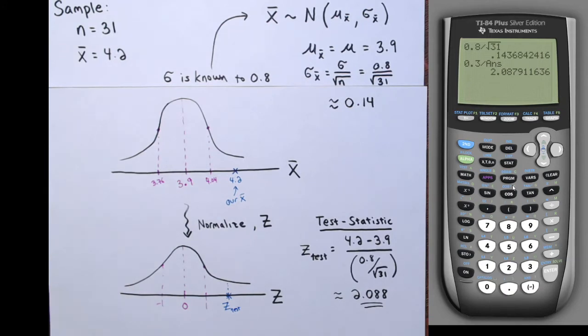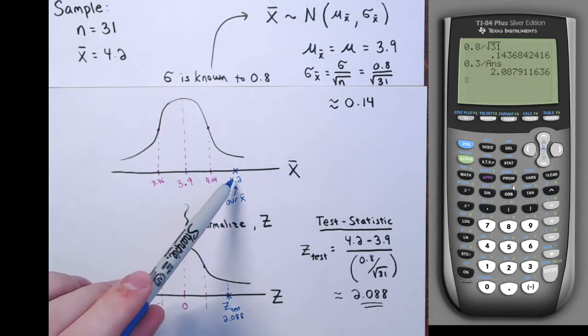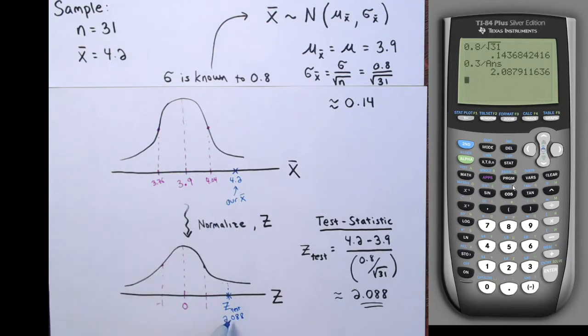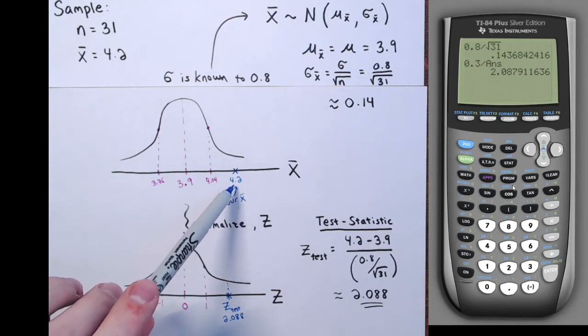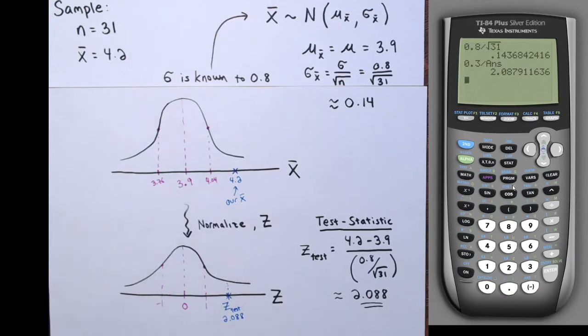What this tells me is that our sample mean is 2.088 standard deviations above the mean. So this sample mean is just a little more than 2 standard deviations away from 3.9, and that's kind of far away. Now, is it far enough away that we're going to reject 3.9 as our mean, that we're going to reject the null? Well, that's where the significance level and these critical values come in.